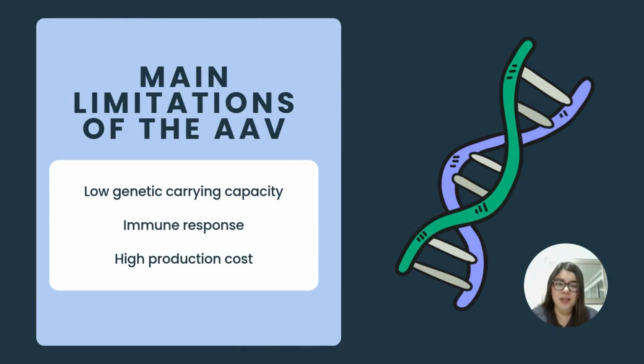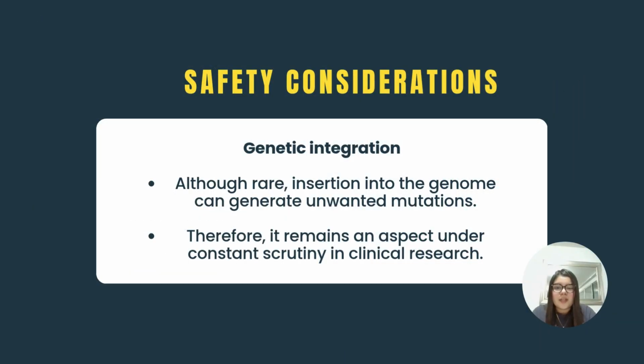Despite their success, AAV vectors have some limitations. Their main disadvantage is their low gene carrying capacity, as they can only transport genes up to about 4.7 kb. Immune responses can also be generated against the capsid, which hinders its reuse in the same patient. Furthermore, the high production cost limits its availability. Regarding safety, integration into the genome is rare, but it is an aspect that is monitored to prevent a warning.